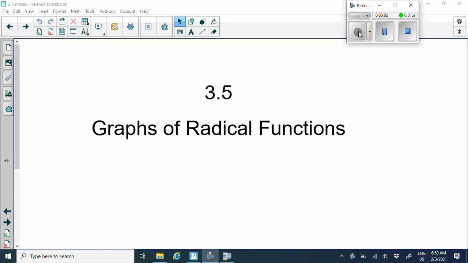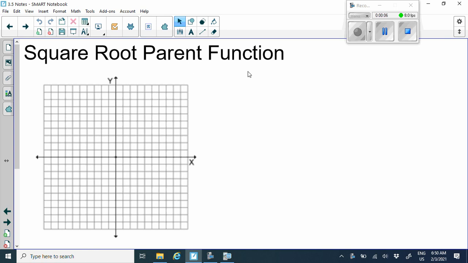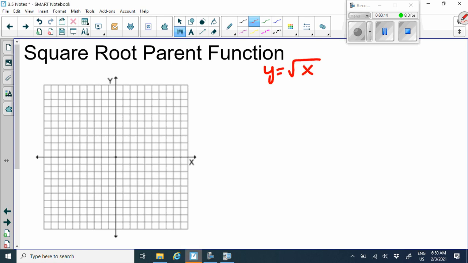Hey guys, so here's the notes for 3.5. We're going to be graphing radical functions. Okay, so let's first talk about the square root parent function. Well, the square root parent function is going to be y equals square root of x.